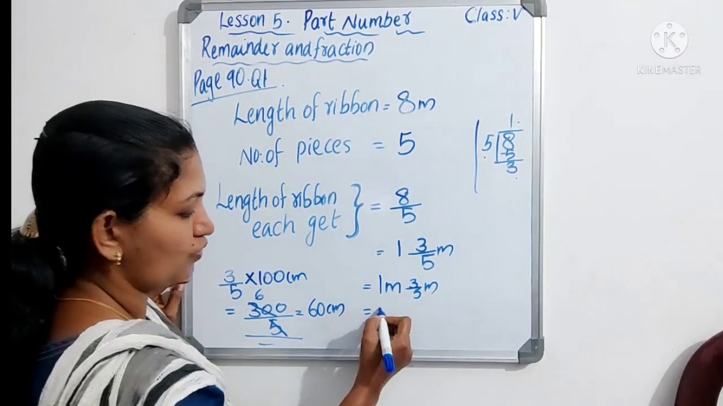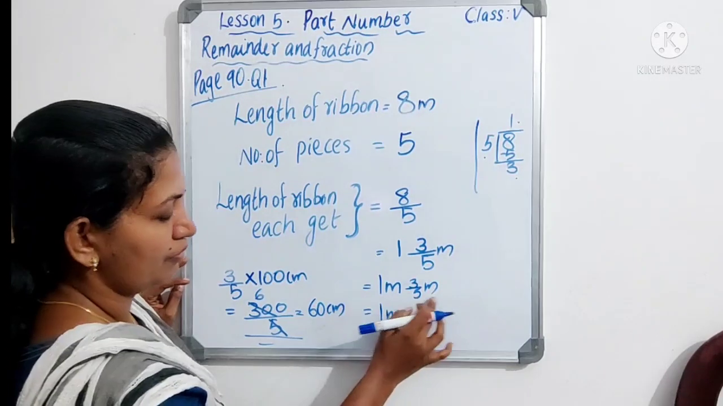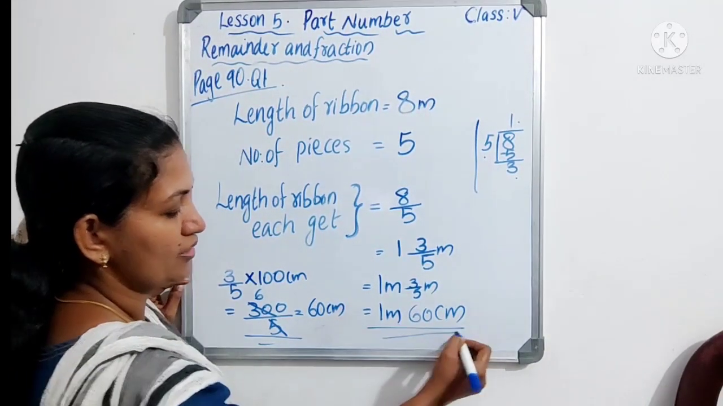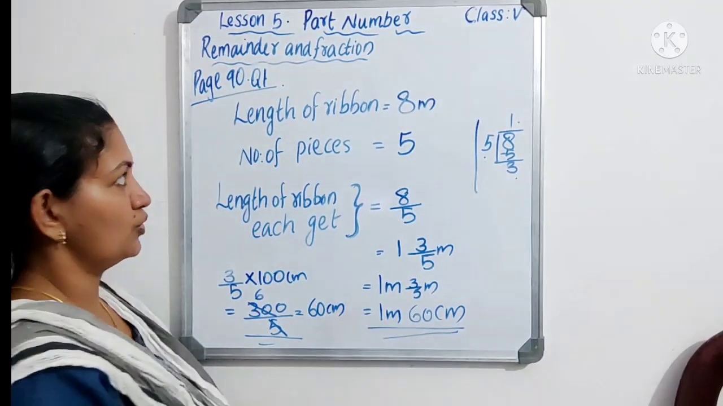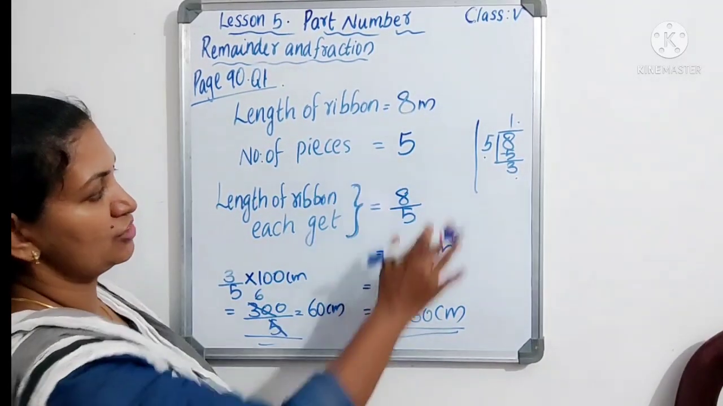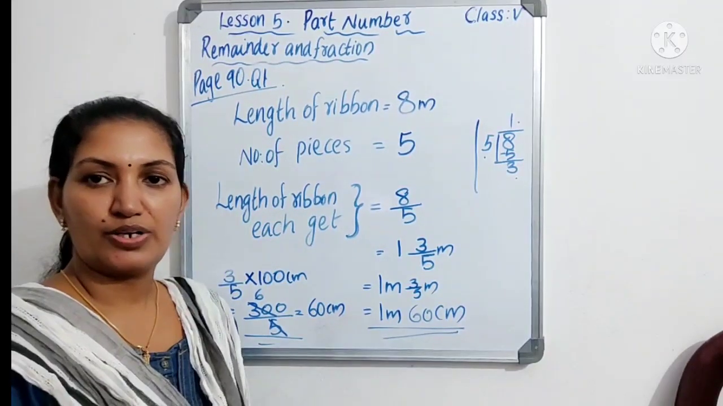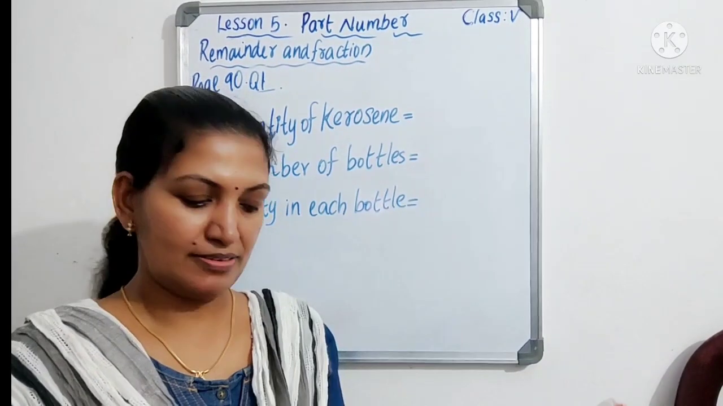Okay, so 1 meter and 3 by 5 meter can be written as 1 meter 60 centimeter. Okay, so this is the answer. So the length of the ribbon each will get is equal to 1 meter and 60 centimeter. Okay, next, second question.